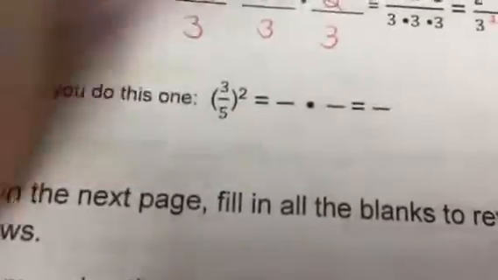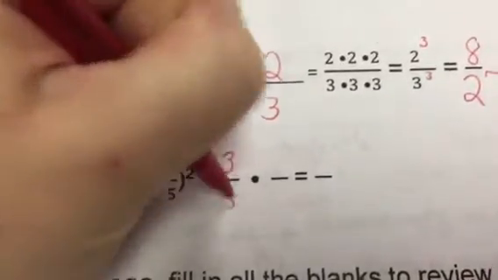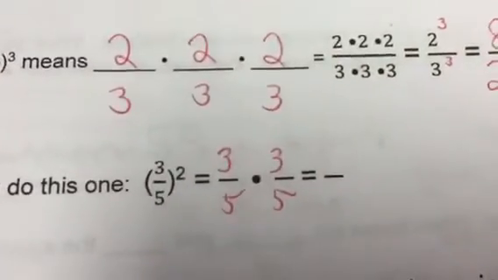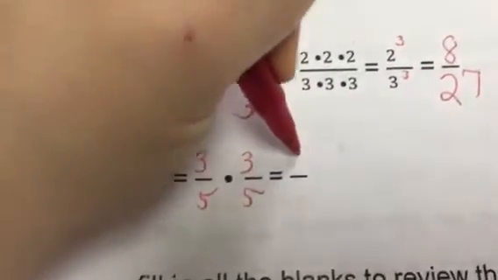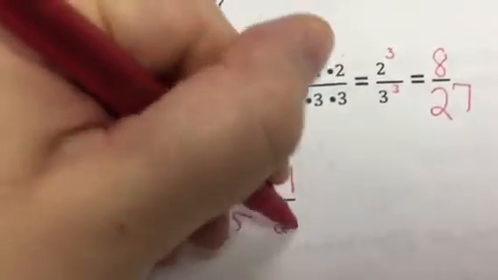Now we're going to do this one together. 3/5 times 3/5. Multiply the numerators. Multiply the denominators.